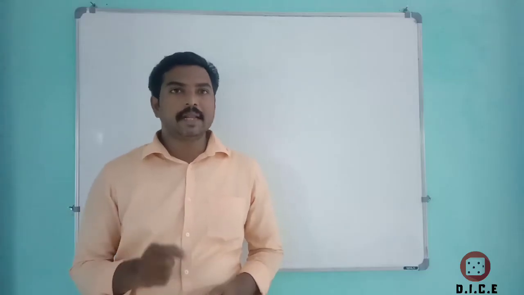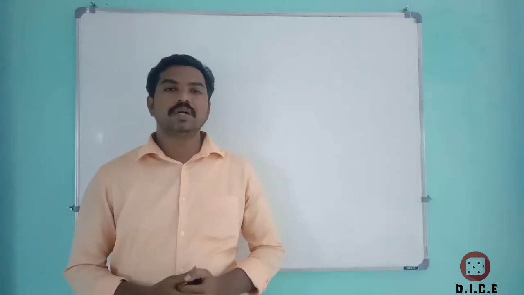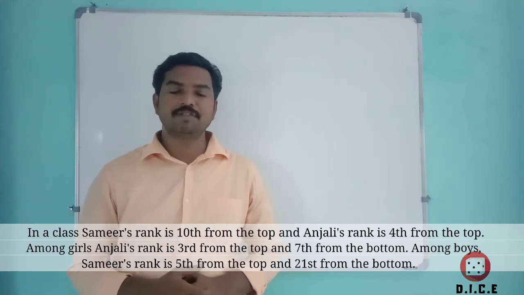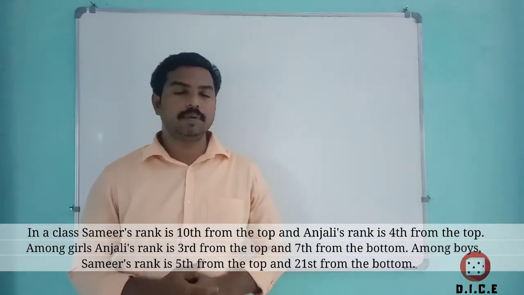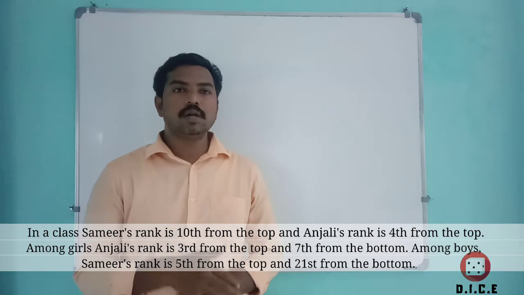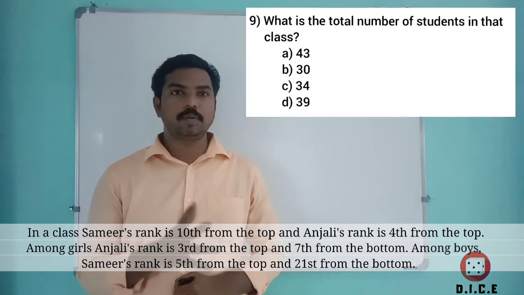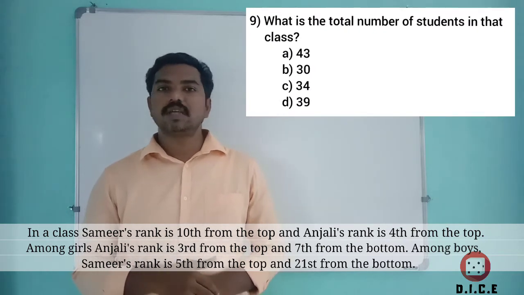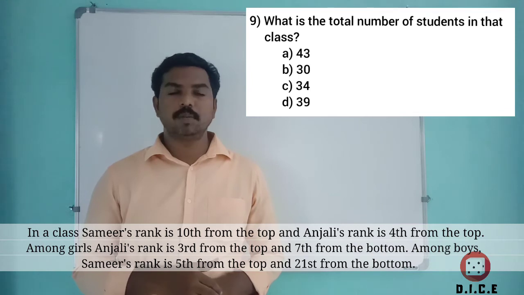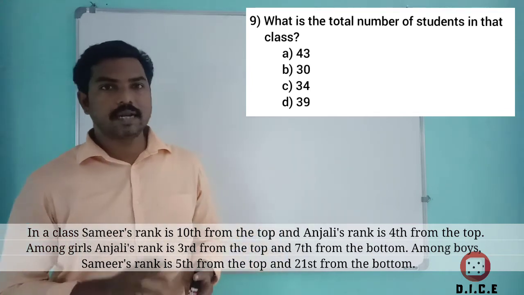Question numbers 9 and 10 are also based on the data. It's given that the rank of Samir is 10th from the top and Anjali's rank is 4th from the top. And only among the girls, Anjali's rank is 3rd from the top and 7th from the bottom. Only among the boys, Samir's rank is 5th from the top and 21st from the bottom. If you go through the data, that will be clear.